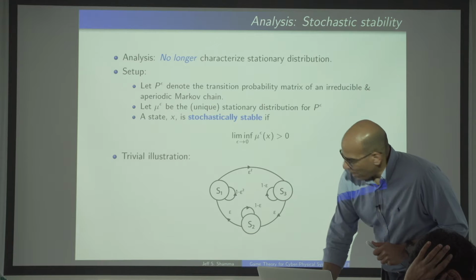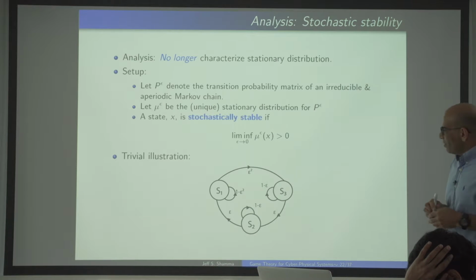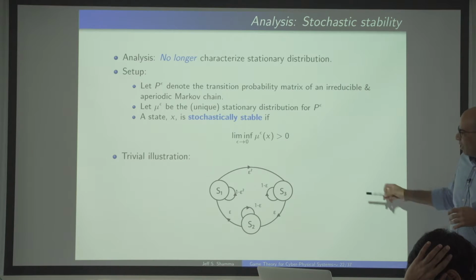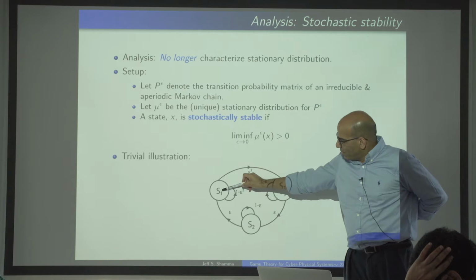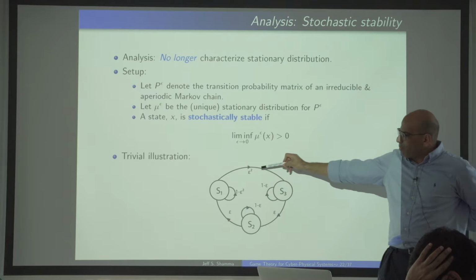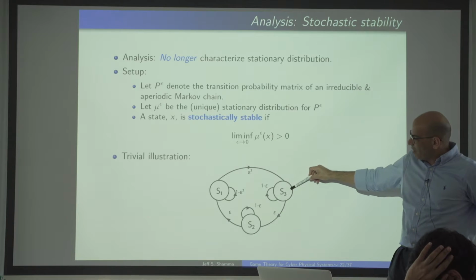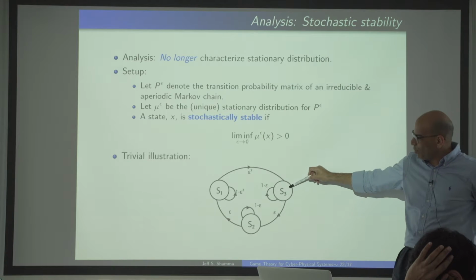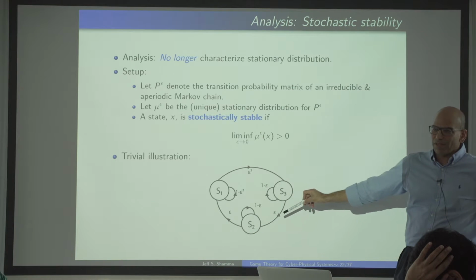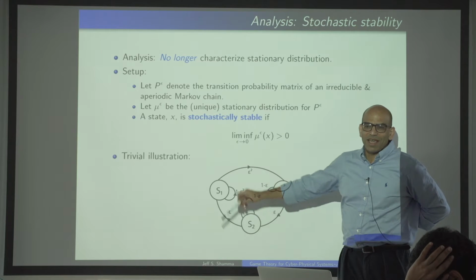All right, just to mention the analysis, what it kind of looks like is that here we have a three-state Markov chain. If it's in state 1, it can escape with epsilon squared probability. If it's in state 2, it can escape with epsilon probability. If it's in state 3, it can escape with epsilon probability. So no matter where it is, it can escape.